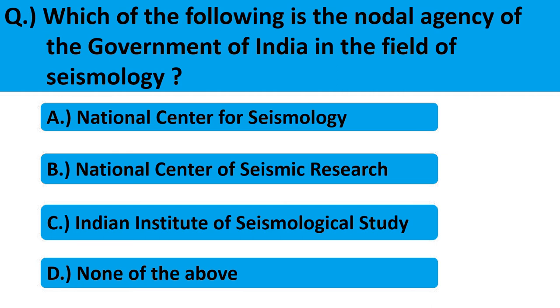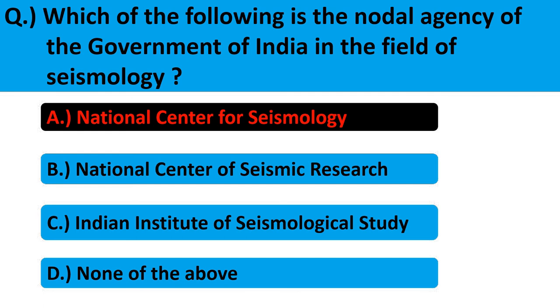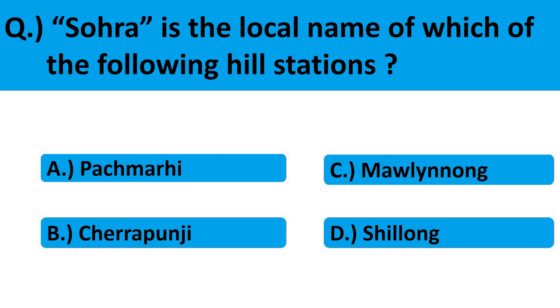Question number 96. Which of the following is the nodal agency of the Government of India in the field of seismology? Correct answer is National Center for Seismology. Question number 97. Sohra is the local name of which of the following hill stations? Correct answer is Cherrapunji.